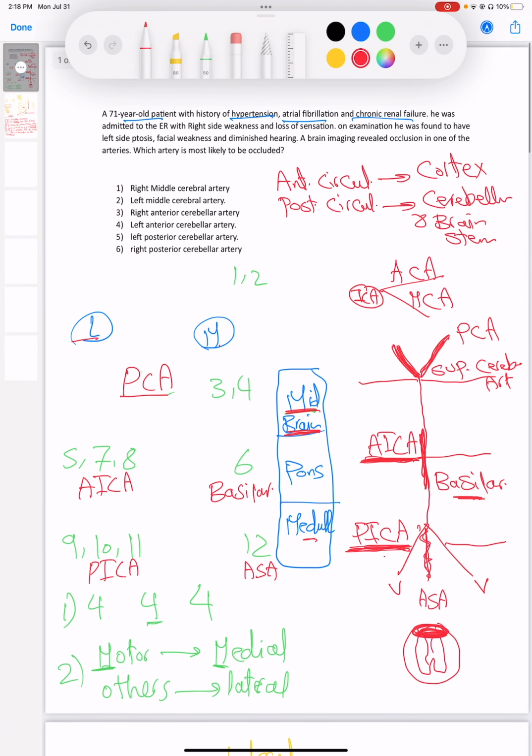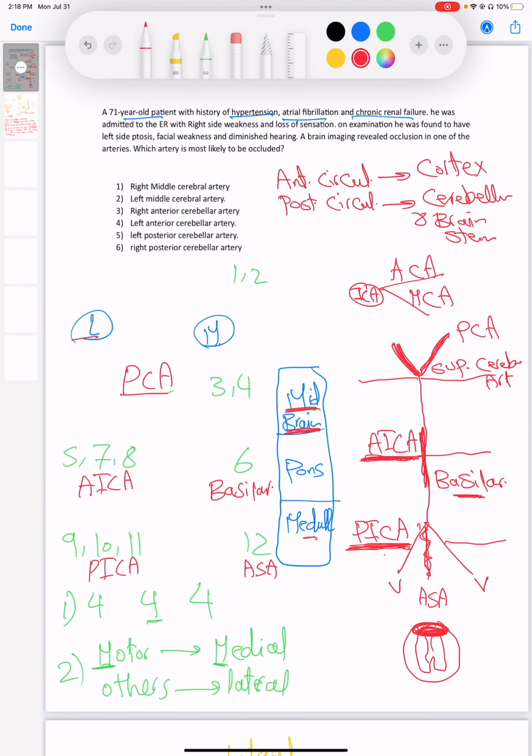So let's get back to the question. We have the descending tract, which is right side weakness. We have ascending tract symptoms, which is loss of sensation. We have sympathetic, part of Horner syndrome, which is ptosis. And we have cranial nerve 7 and cranial nerve 8 symptoms. So all of this indicates lateral pontine syndrome, or ICA lesion.